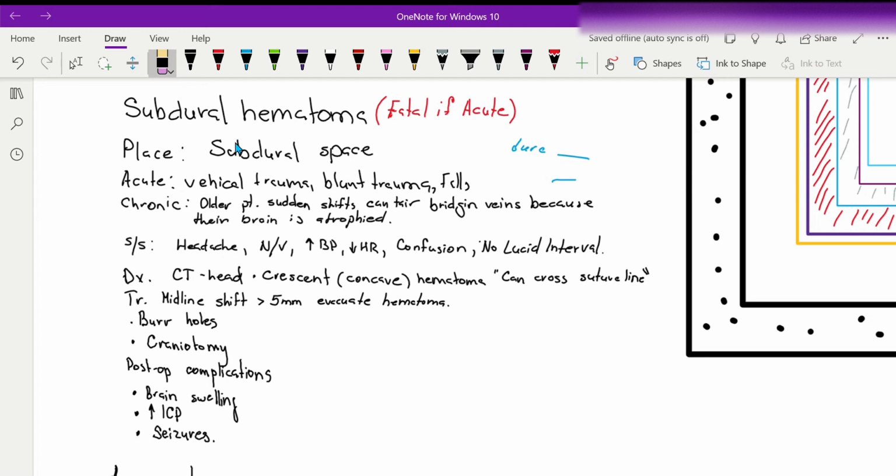So signs and symptoms: increased blood pressure, decreased heart rate, confusion, and no lucid interval. Okay. Diagnosis: CT scan. Crescent, concave hematoma can cross suture line. Treatment: midline shift more than 5 millimeters from the midline. Evacuate hematoma. Burr hole. Craniectomy.